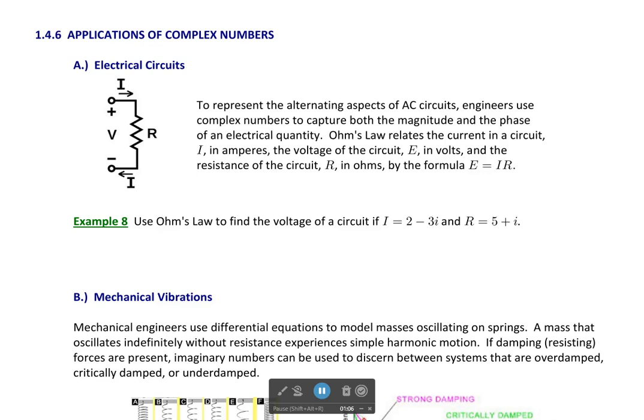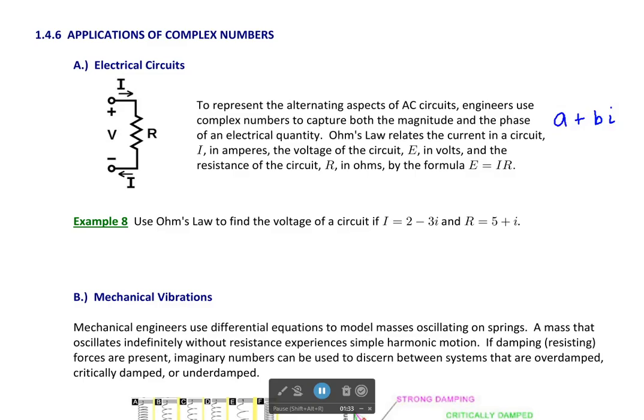In this video, we're going to take a look at some interesting applications of complex numbers, starting with electrical circuits. To represent the alternating aspects of AC circuits, alternating current circuits, engineers use complex numbers to capture both the magnitude and phase of an electrical quantity. Remember, in standard form, complex numbers have two components. Each component can be used to represent something significant.